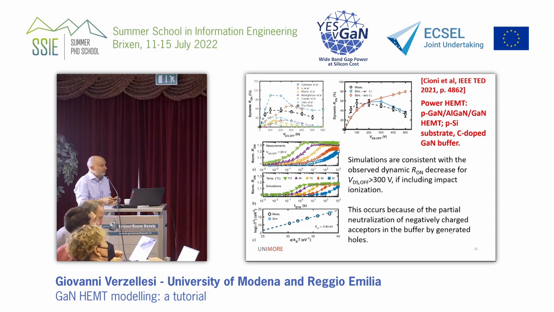Okay? And anyway, a very simple model we propose, the hole redistribution model, is able to account also for this if you assume that at very high VDS voltage there is inside the device some kind of electron hole pair generation mechanism. High field electron hole pair generation mechanism. And this behavior can be associated to hole trapping. Holes are generated somewhere in the device, in the high field region of the device, and can discharge acceptors in the carbon doped buffer.